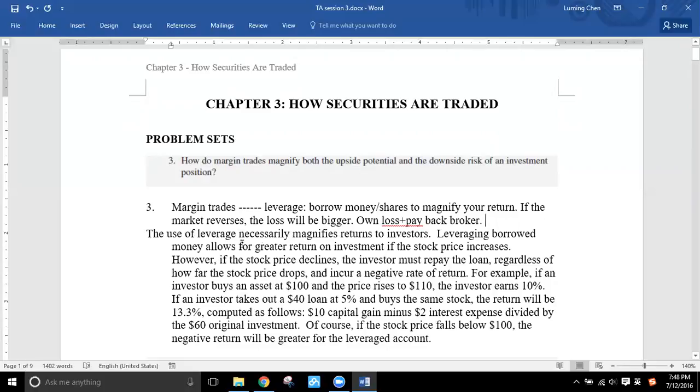So the use of leverage necessarily magnifies returns to investors. Leveraging borrowed money allows for greater return on investment if the stock price increases. However, if the stock price declines, the investor must repay the loan regardless of how far the stock price drops and incur a negative rate of return.